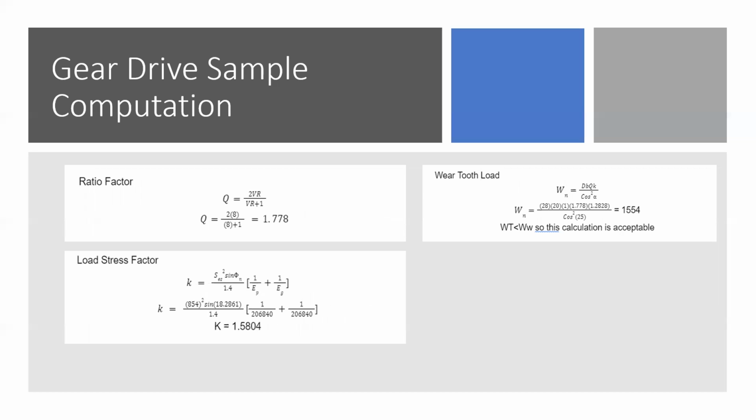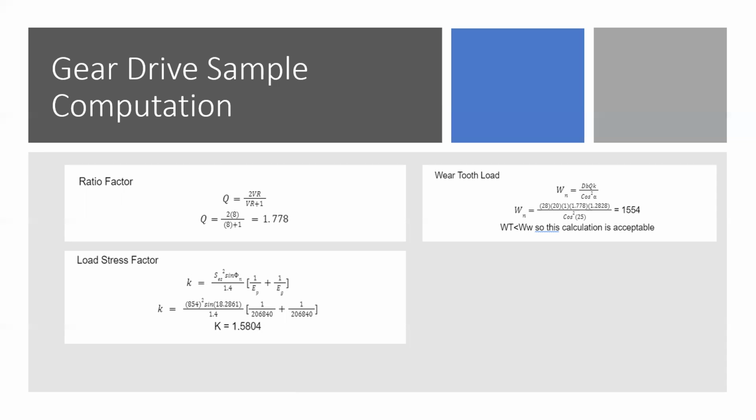And the ratio factor, as shown below using the formula, Q is equal to 2VR over VR plus 1. Here, the obtained ratio factor is 1.778. Next, we will compute the surface endurance limit, SE, to be used for the load stress factor below. The formula for the load stress factor is K equal to surface endurance limit times sine phi n over 1.4 times 1 over EP plus 1 over EG. We have obtained a load stress factor for stage 1 as 1.58.